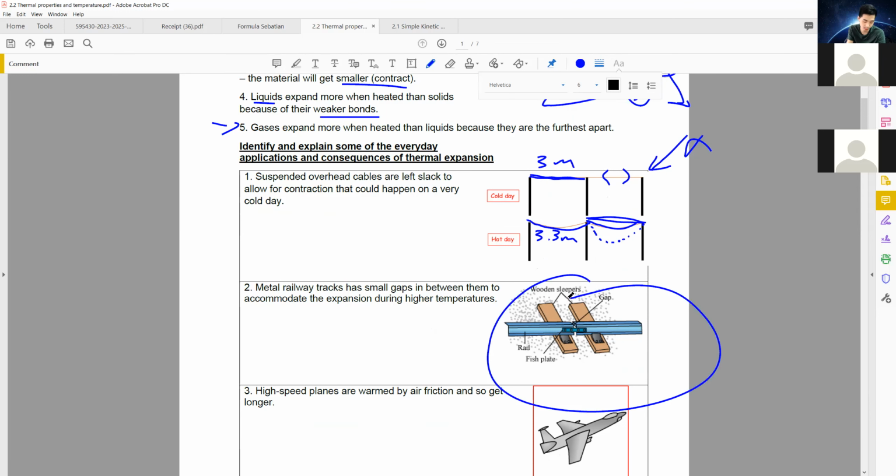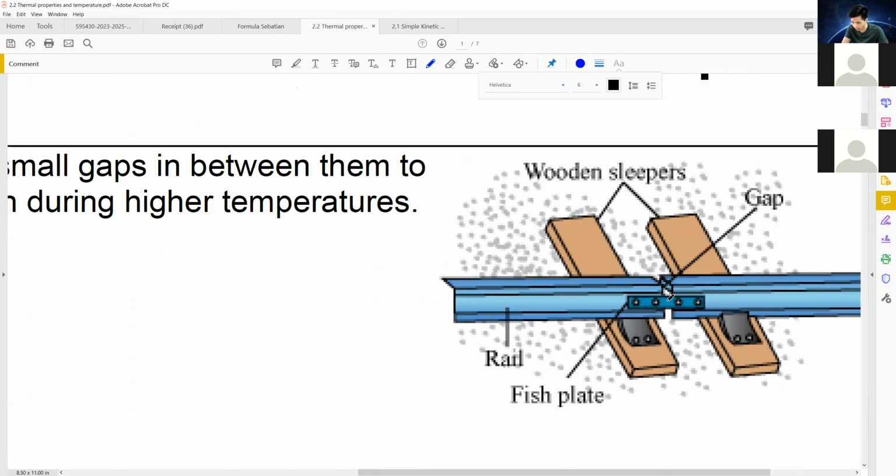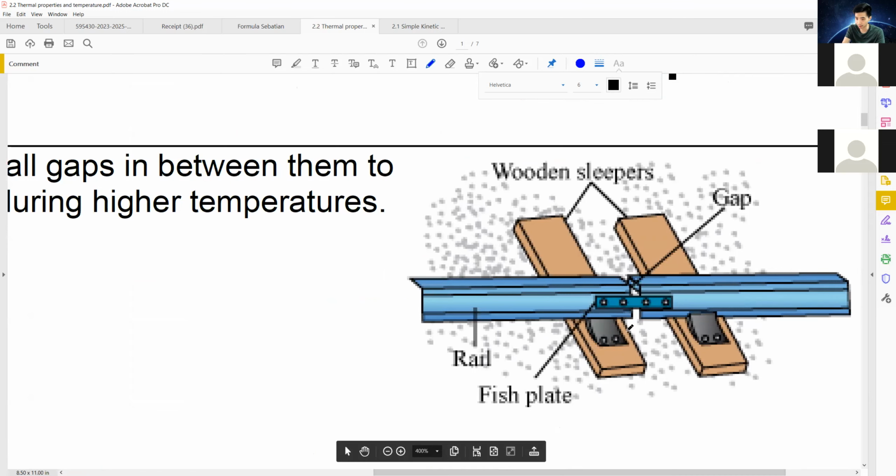The second applicable application of this hot expand and cold contract is basically the railways. If you've ever taken an MRT or LRT or any train before, right, you look down onto the railing, you'll notice that there are definitely gaps in between the rails. Why this is so is because when the train passes by, obviously it's going to produce friction, right? When it produces friction, obviously it will generate heat, right? When it generates heat, obviously this thing here is going to start expanding, right?